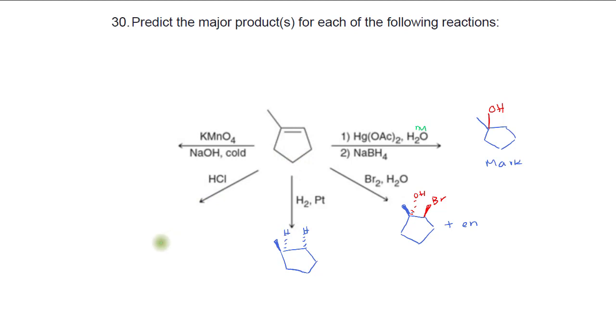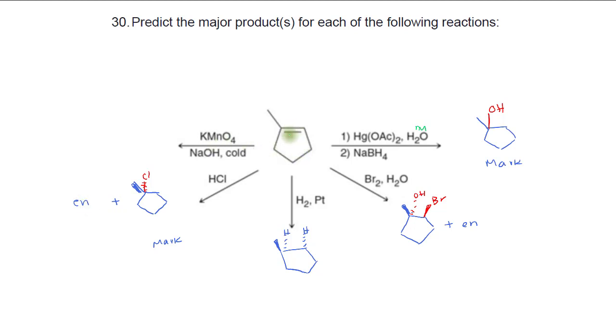With HCl, this is also a Markovnikov product. The Cl will go to the carbon that is more substituted. And this would also form a new chiral center. So if you wanted to draw that dashed and this wedged, you could do that. Plus the enantiomer.